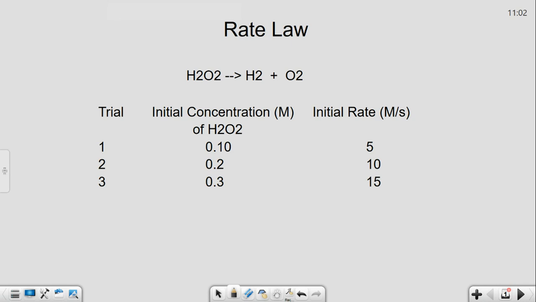So we're going to look at kind of an initial example here. Here's our reaction. Hydrogen peroxide, H2O2, gives me hydrogen gas and oxygen gas.